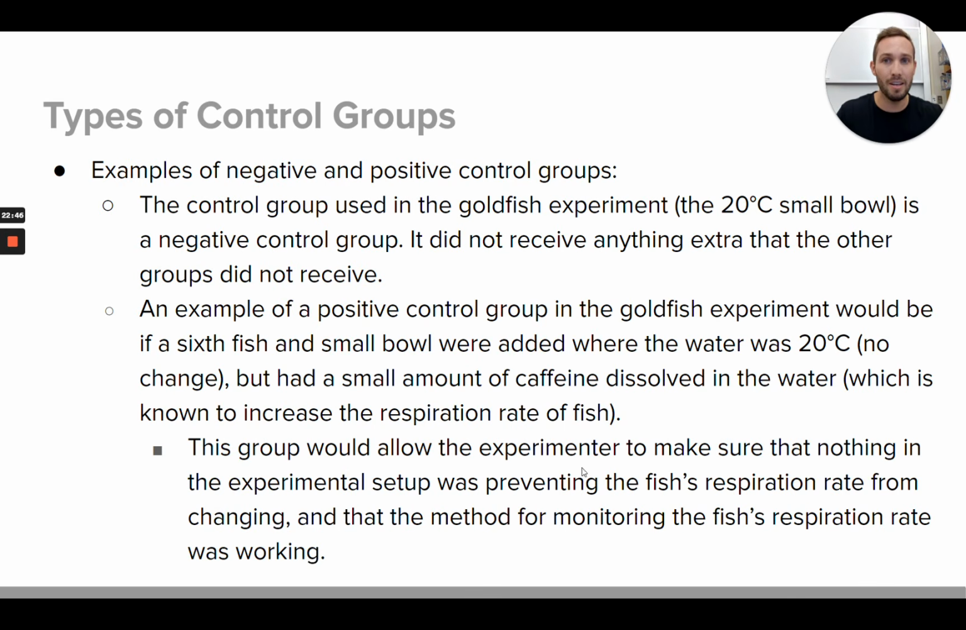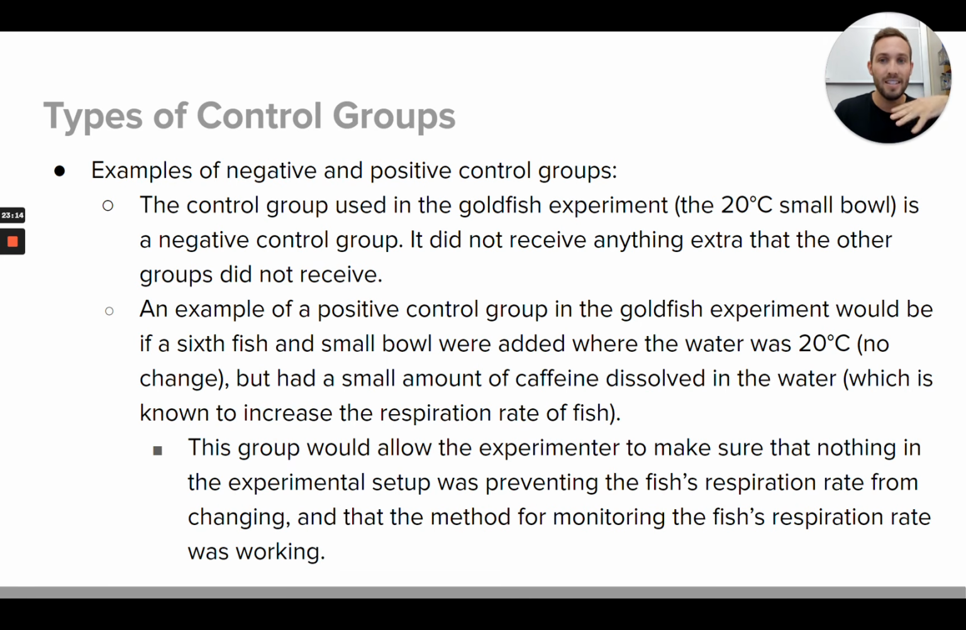So here's an example of a negative and positive control group. A negative control group is like the one I just explained in the goldfish example, the one that was put in 20-degree water and came from 20-degree water, so the water temperature didn't change and it didn't receive anything extra. That's a negative control group. Now, a positive control group, we didn't actually have one in our experiment, because you don't always need to have each of these. It just depends on the experiment.